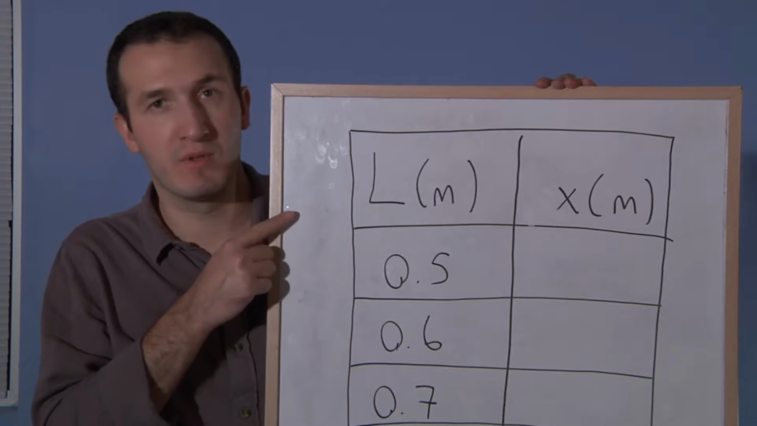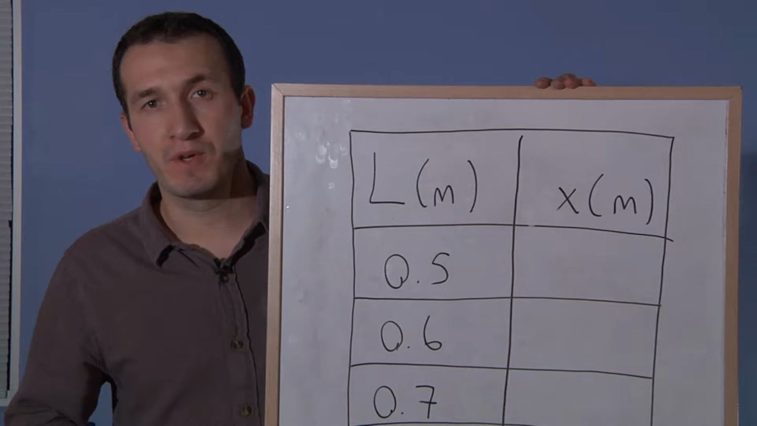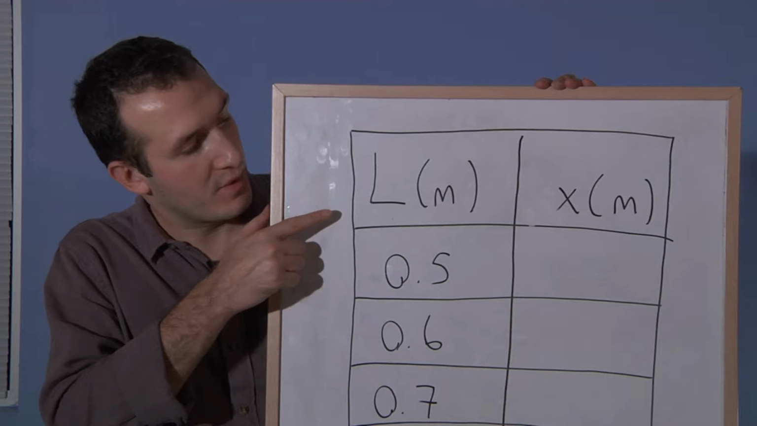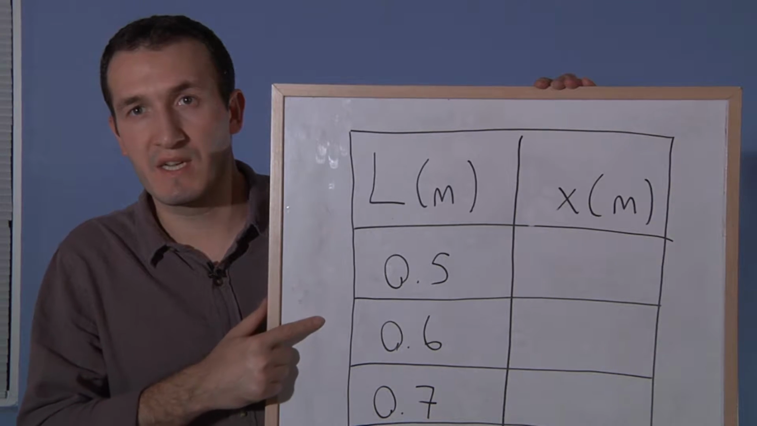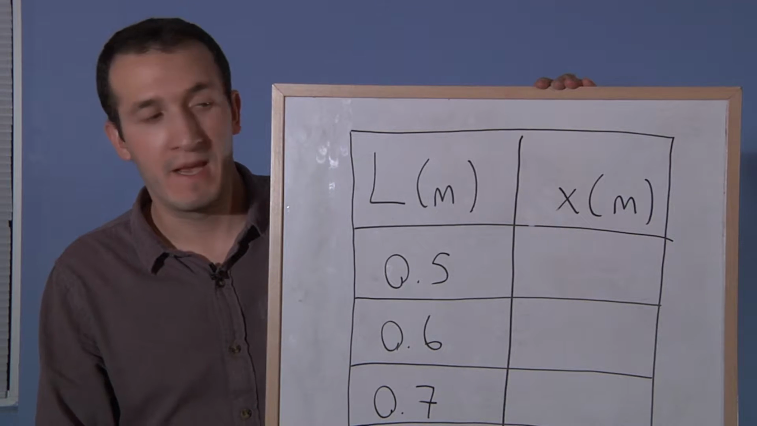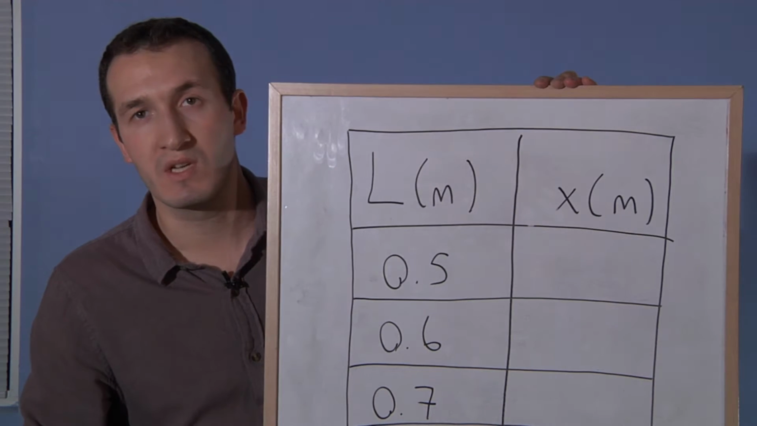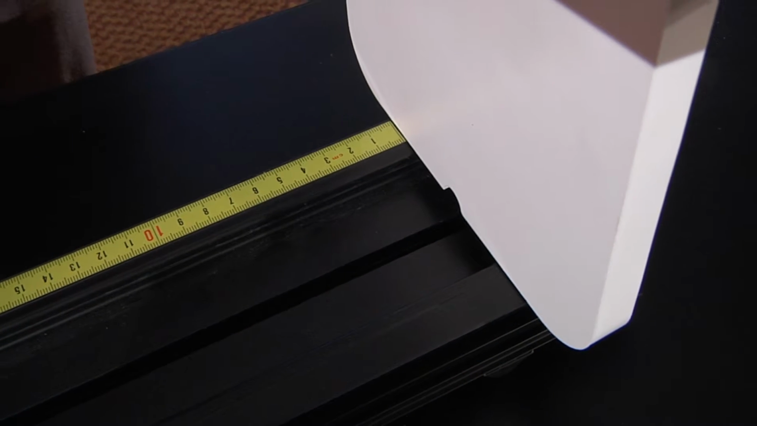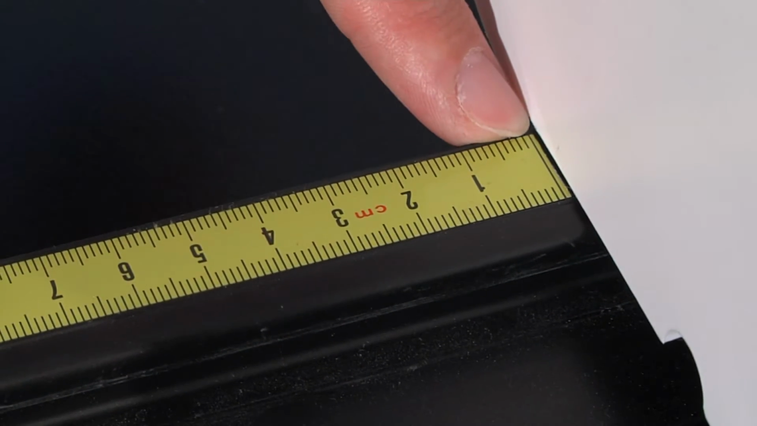So we're going to have the table of L to x, and since we can change the L, we're going to measure the distance from screen to the slit, and we're going to start with 0.5 meters, which is 50 centimeters, and then we're going to increase that distance by 10 centimeters, and we're going to have 6 different data. And then we're going to find our x values for each length, and then we're going to have our graph.